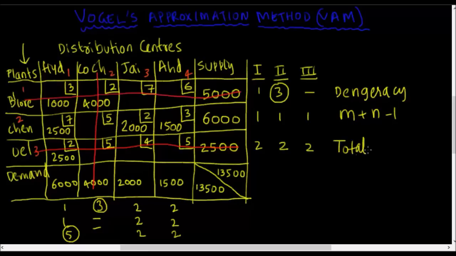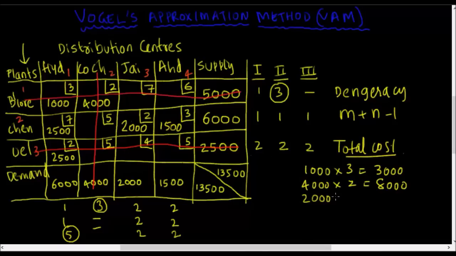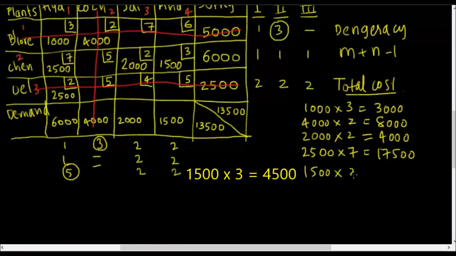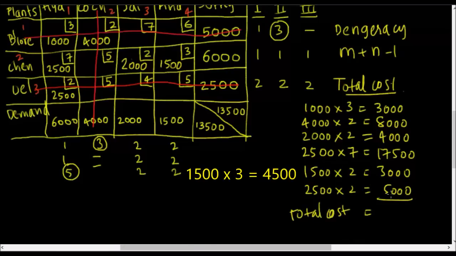Total cost is calculated just the way we calculated total cost for other methods, that is 1000 into 3. I'll just calculate this fast. 1000 into 3, 3000, and 4000 into 2. The total comes to $42,000.